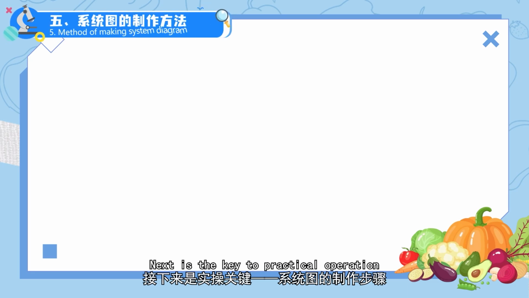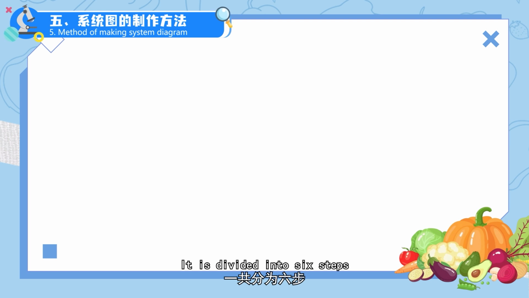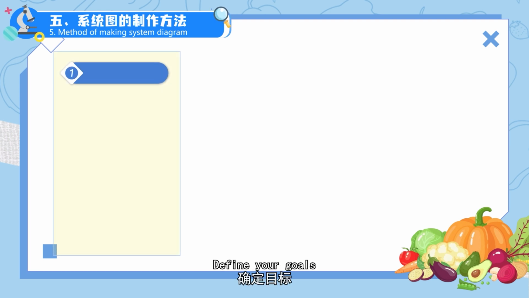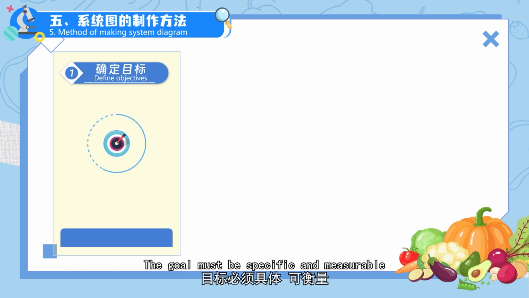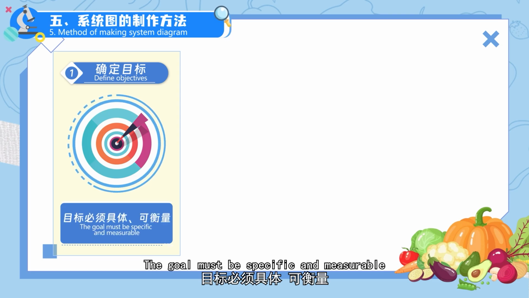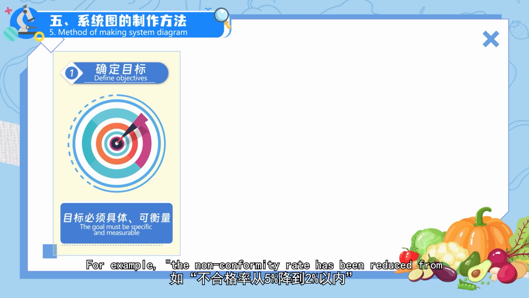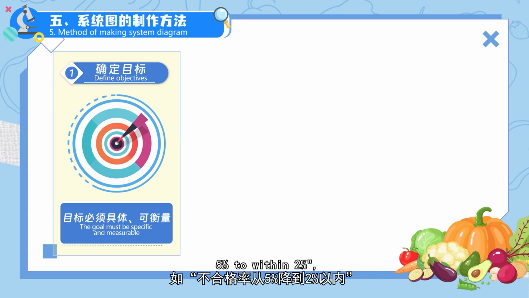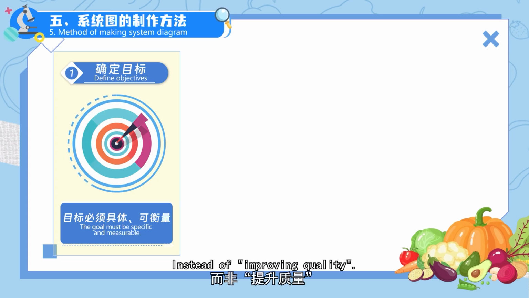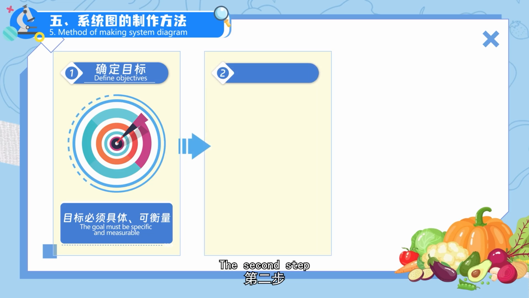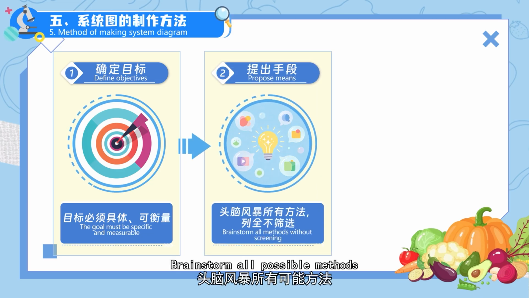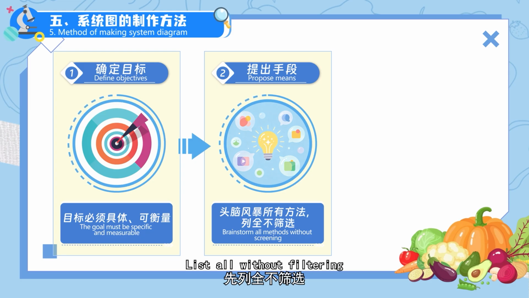Next is the key to practical operation, the steps for creating a system diagram. It is divided into 6 steps. Step 1. Define your goals. The goal must be specific and measurable. For example, the nonconformity rate is reduced from 5% to within 2%, instead of just improving quality. The second step, propose means. Brainstorm all possible methods. List all without filtering.